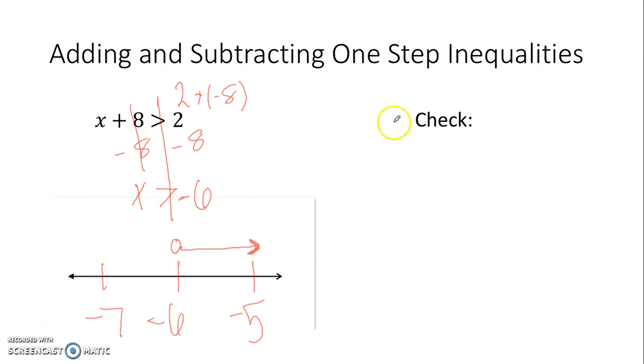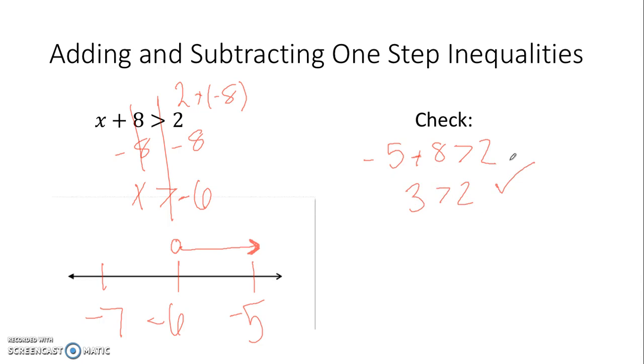So x is greater than negative 6, so we want to check something that's greater than negative 6. So let's check negative 5. Negative 5 plus 8 is greater than 2. So negative 5 plus 8, so 8 minus 5 is 3, is greater than 2. Yes, it is. So that works.